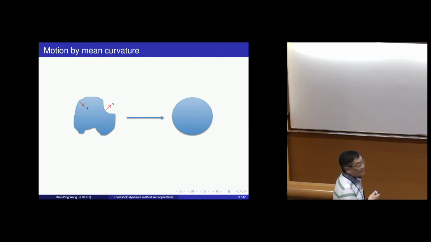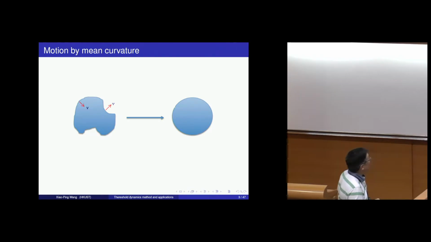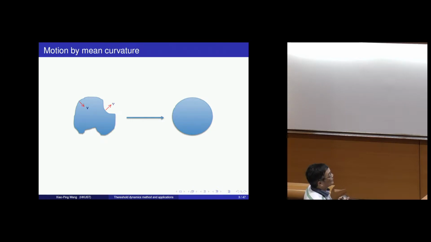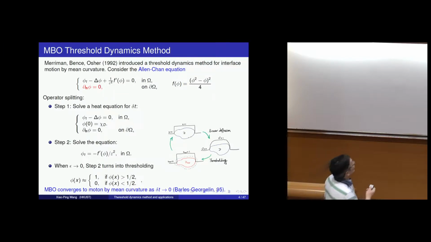So how do you simulate this problem? Of course, you can do it directly. You have a curve, you parameterize your curve, and you can compute the curvature, and then you move your marker points, and so on. But sometimes you have a problem, in particular when you have a topological change, which would give you some trouble. So there's a method introduced by MBO, Merriman, Bence, and Osher in '92.